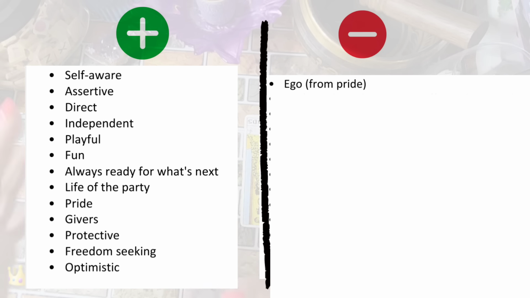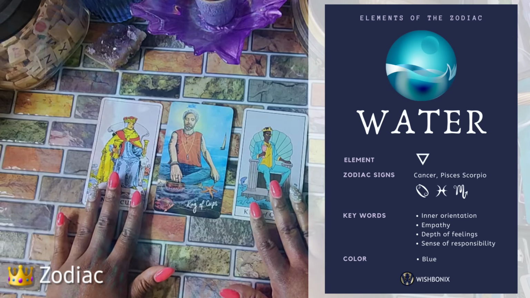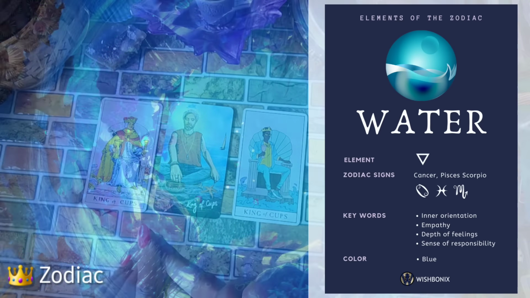All right, so let's move on to the cups. The King of Cups. He's so calm. He's so peaceful. King of Water. So the water signs are Cancer, Scorpio, and Pisces, okay? So we're going to do the same thing. We're going to have one side of the paper with a plus sign, and that's going to be all the good things, and the other side with the negative sign, and that's going to be all the negative things, okay? Because there has to be balance. There can't be all good. There can't be all bad.